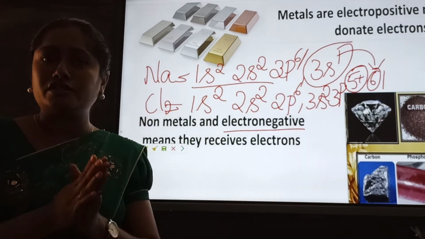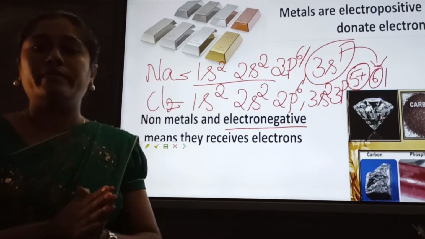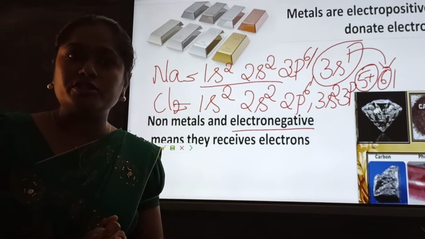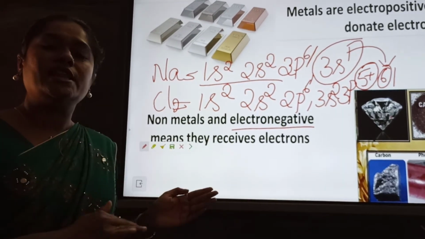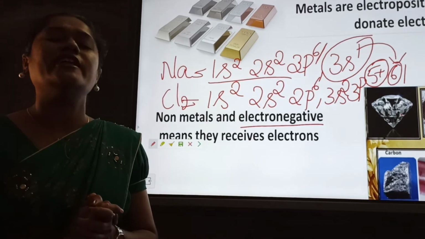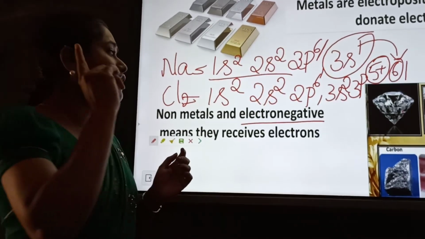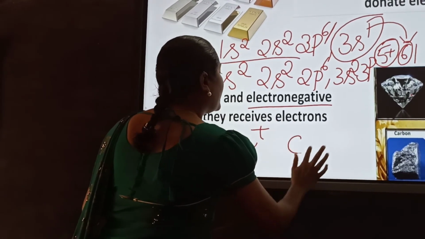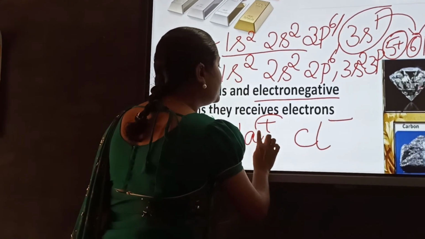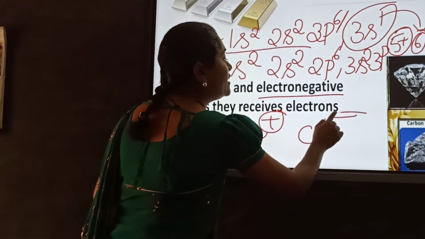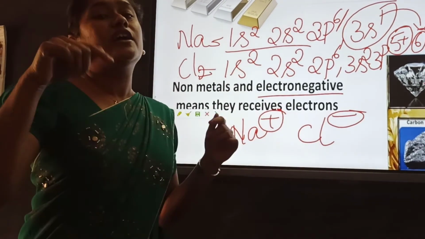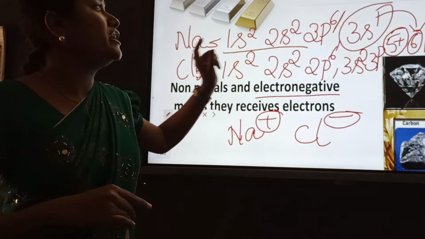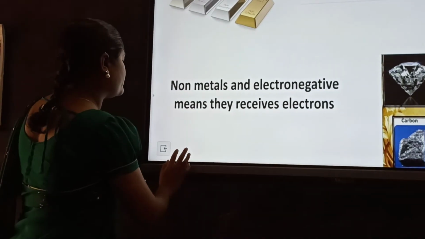So now we have understood: any element which donates electrons, we call electropositive, and any element which receives electrons, we call electronegative. You might have seen Na plus and Cl minus. Plus indicates donation and minus indicates receiving. This is nothing but electropositivity and electronegativity.